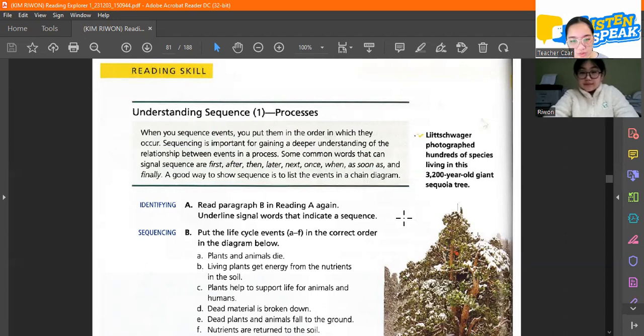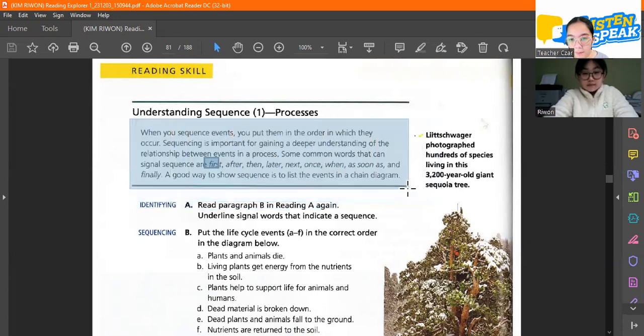Because here for this one, we will talk about sequencing. So again, sequencing is the sequence of events that happen in a particular manner. When sequencing, you can also use some common words, for example, first, after, then, next, and so on. Those are the words that you use if you are going to sequence some events in a sentence. Okay. Do you have any more questions here?